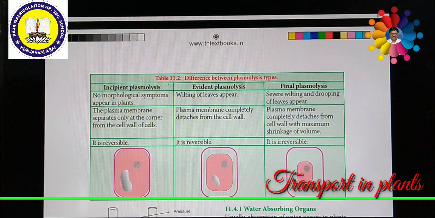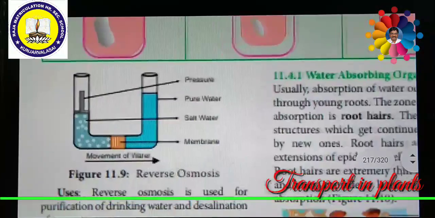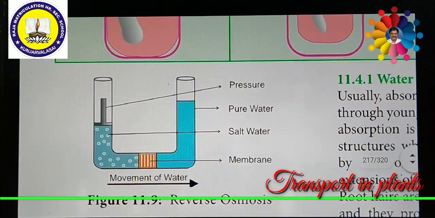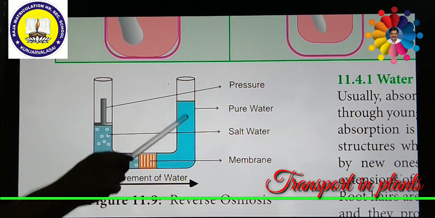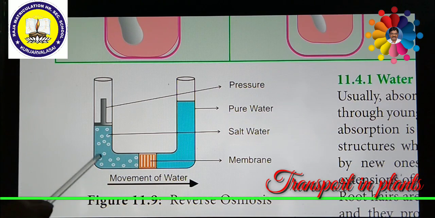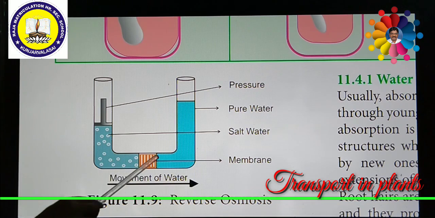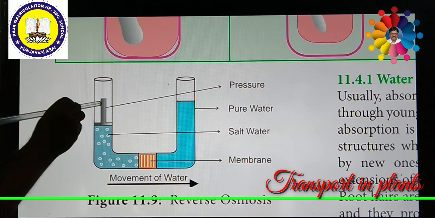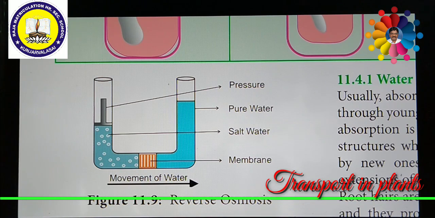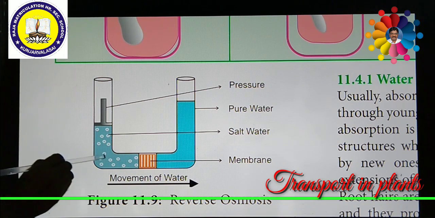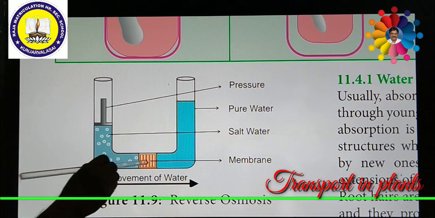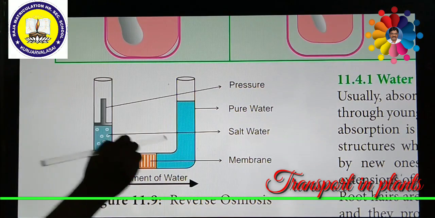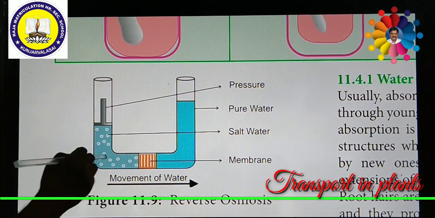Reverse osmosis can be easily understood with the help of this picture. Look at the picture. This picture will help you understand RO, reverse osmosis. So this is pure water. This is salt water. They are separated by a membrane. Now if you apply pressure on this salt water, what will happen? Due to the pressure, the pure water from this side moves through the membrane to this side. In such a way, we can obtain pure water from salt water.